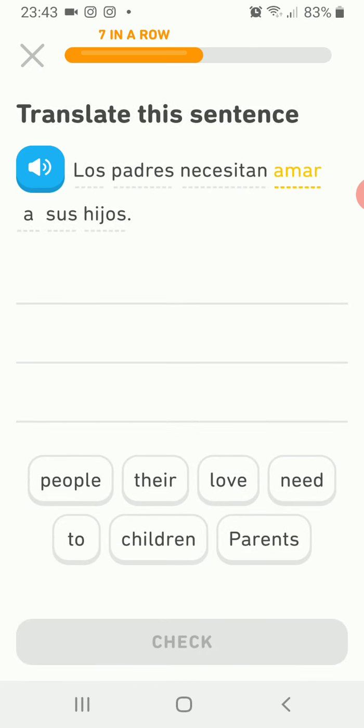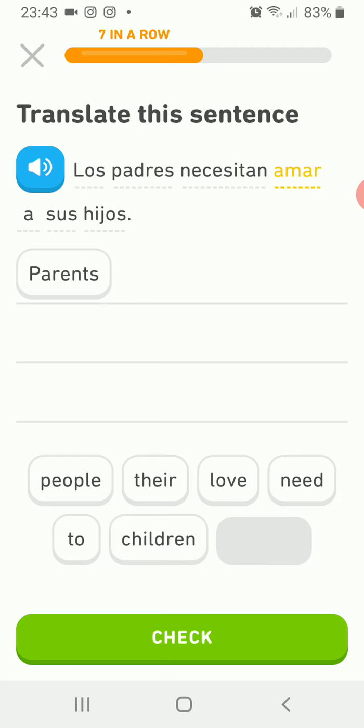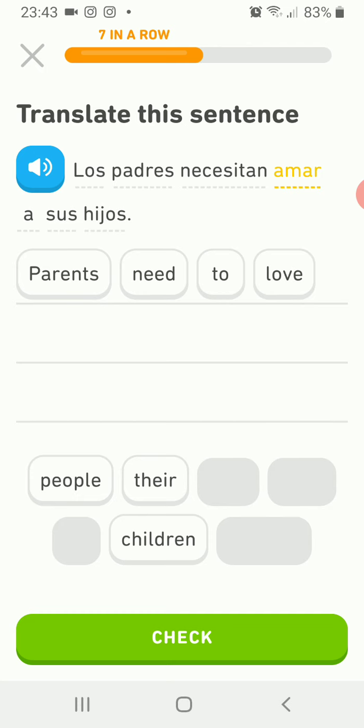Los padres necesitan amar a sus hijos. Los padres, the parents. Los padres necesitan, need to love, amar a sus hijos, the children.